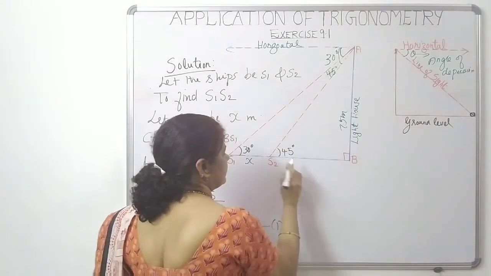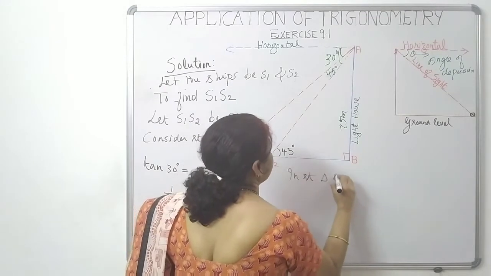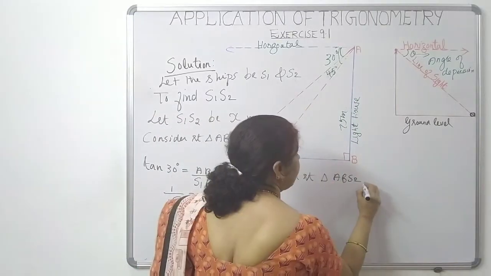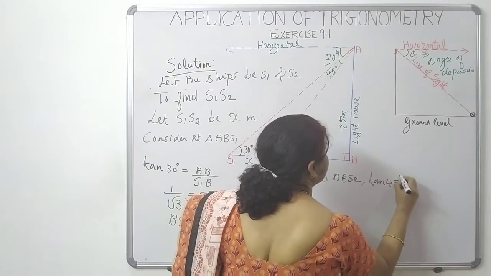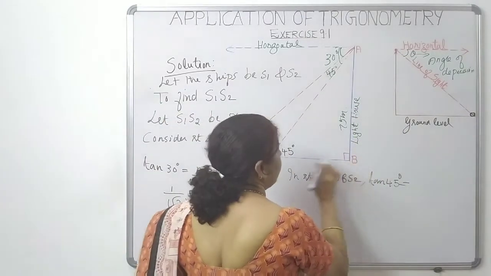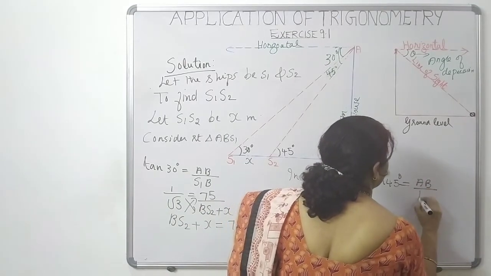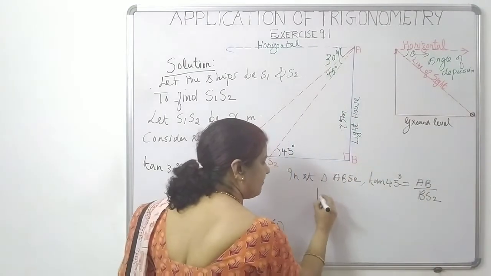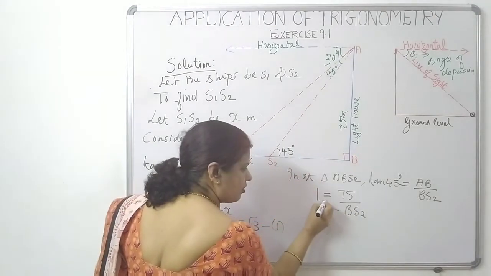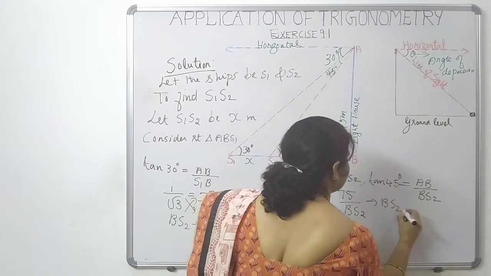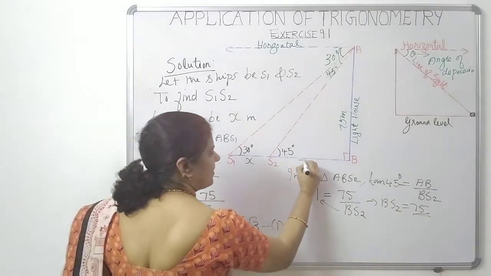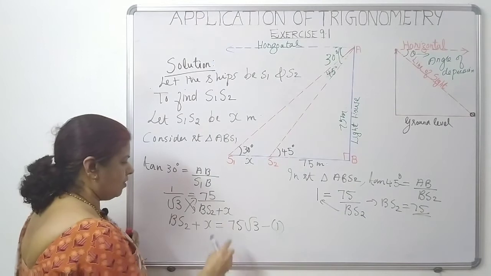Next, let's consider the second right triangle. In right triangle ABS2, the smaller right triangle ABS2, we have tan 45. Tan 45 degree is equal to, here in the small right triangle, it is opposite side by adjacent side. It is AB by BS2. We know that tan 45 is 1. 1 is equal to AB is 75 by BS2. So on cross multiplication, we get BS2 is equal to 75 meter we got.